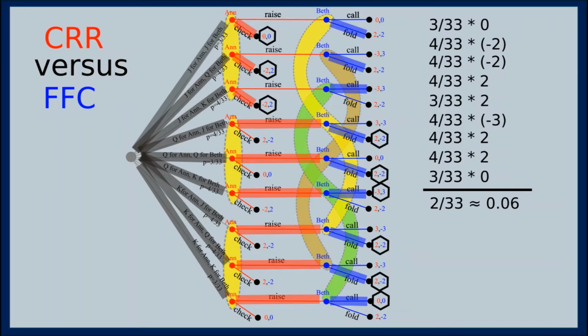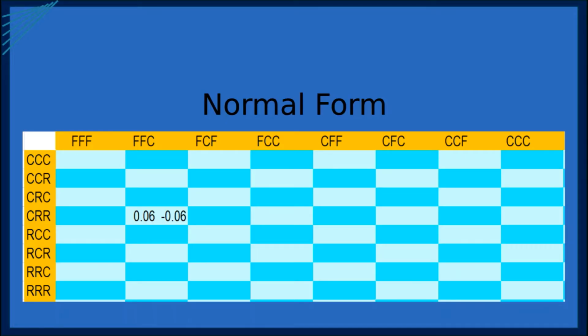Of course, now we could do the same for Beth, but as this is a zero-sum game, Beth's expected payoff is just the opposite of Anne's expected payoff. We write these two numbers into the corresponding cell in the normal form. Let me now do just another example without words.